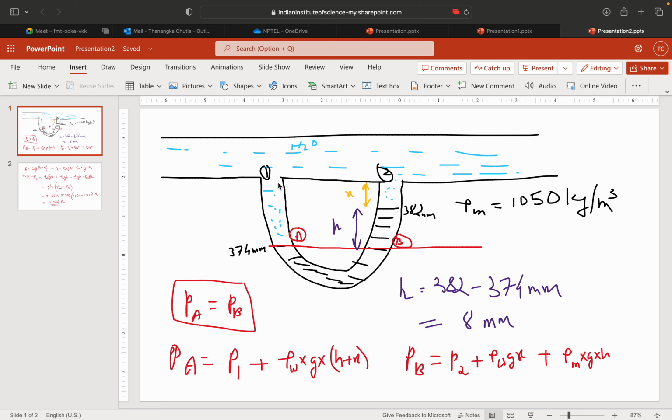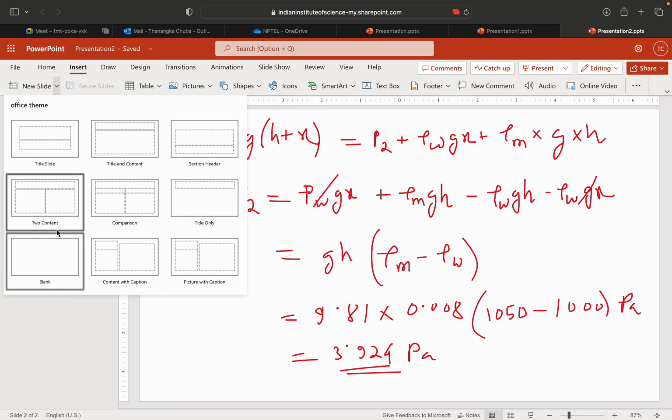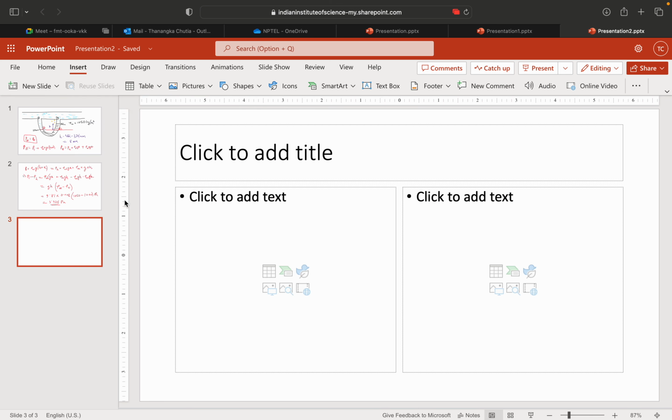Okay, this one you can try at home. If, instead of liquid water, the flowing fluid had been a gas, then what would be the difference between P1 and P2?